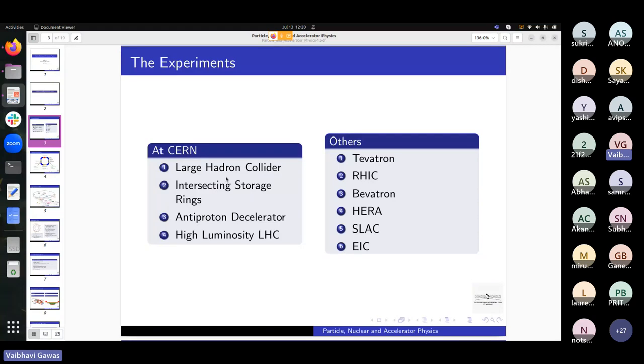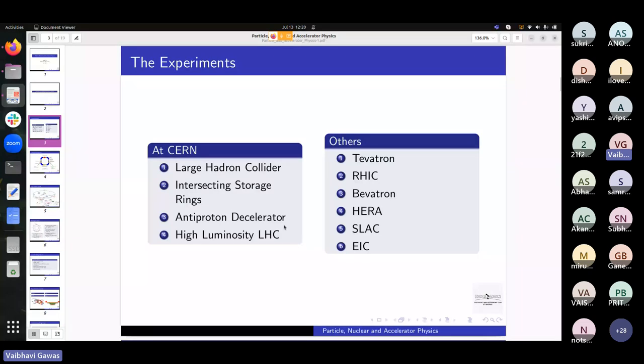We had something called the Intersecting Storage Rings. The Intersecting Storage Rings was a considerably smaller collider, but it is something that set up this era of hadron colliders. Apart from that, we have a facility called the Antiproton Decelerator, which decelerates your antimatter ions for their studies. We are going to come up with something called the High Luminosity LHC.